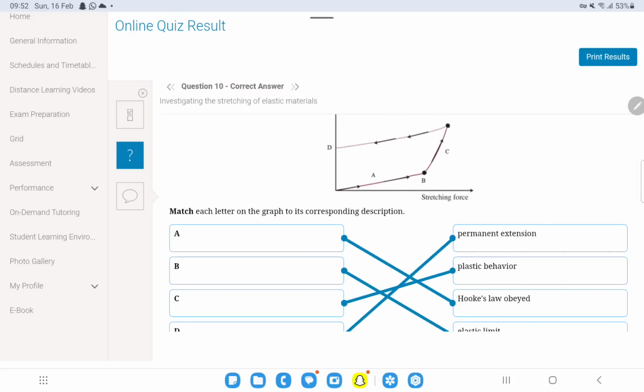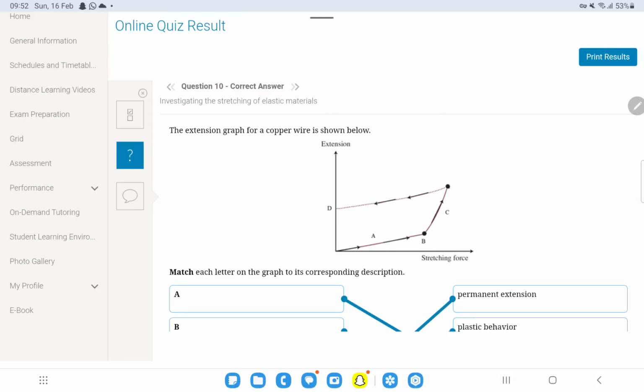And then point B is its elastic limit. The elastic limit is right before the line starts to bend. Point C, this line, the one that's bent, is plastic behavior. By the way, you have to memorize this question. So when the line is bending, it's plastic behavior. And then this one, point D, is permanent extension. No matter what you do, you can't bring it back to the origin or point A. It's stuck on point D.